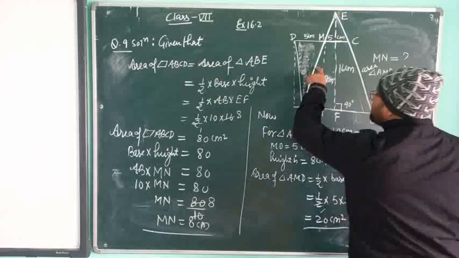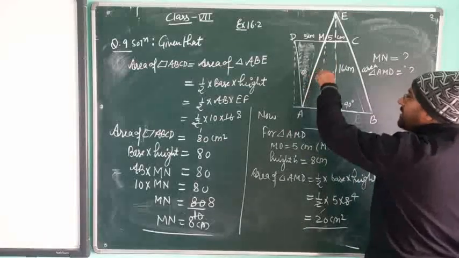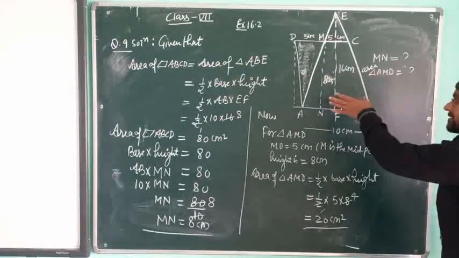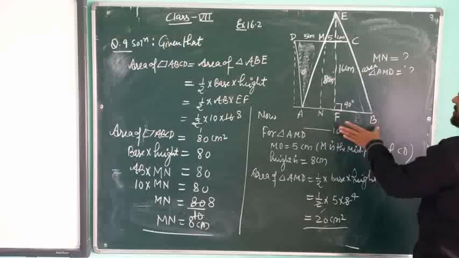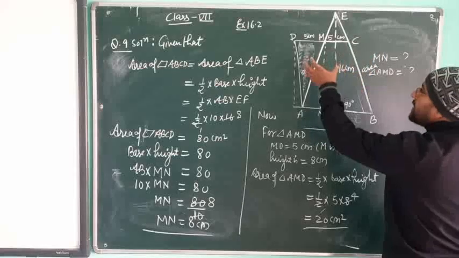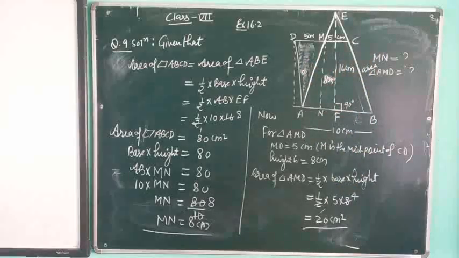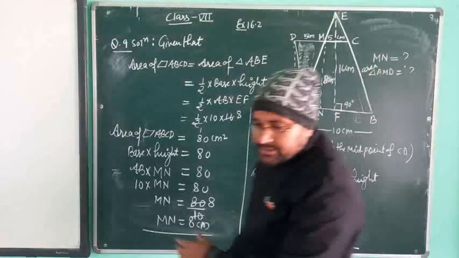The altitude of the parallelogram, this height of the parallelogram, is 8 centimeter, and the area of triangle ABE is similar to the area of parallelogram ABCD, that is 80 centimeter square. So please complete it in your copy.